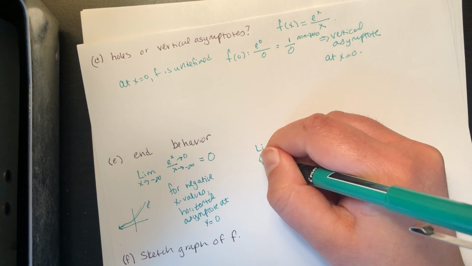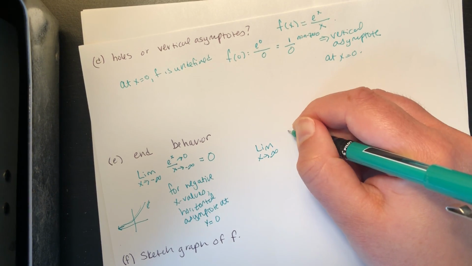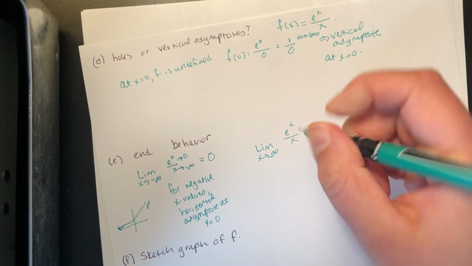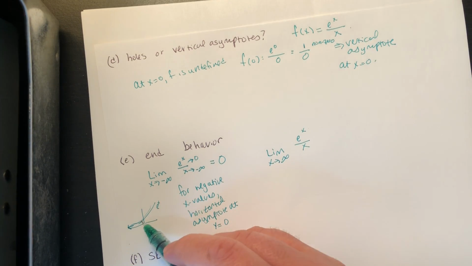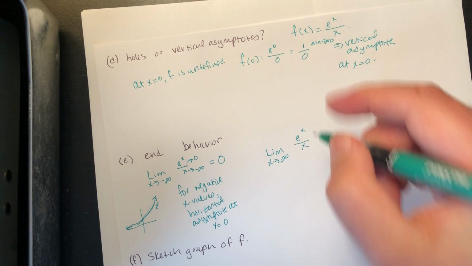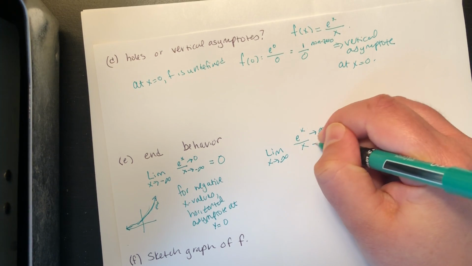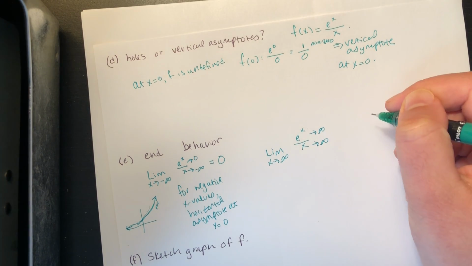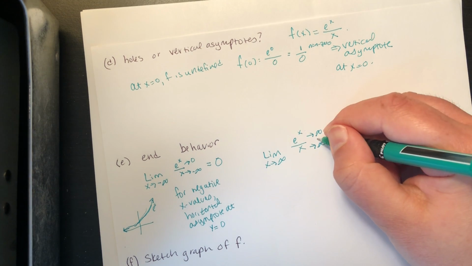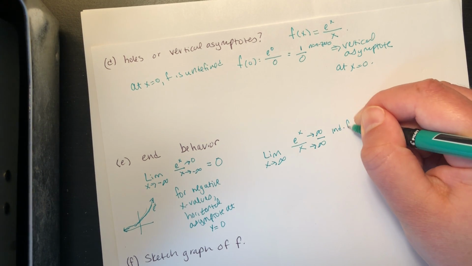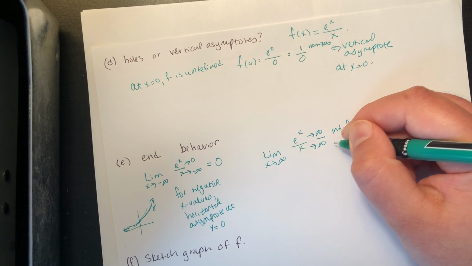But for positive x values, it's going to be different because we have e to the x over x. As x goes to positive infinity, e to the x is going to shoot up towards positive infinity as well, and x itself is going to go to infinity. So we end up with an indeterminate form of the type infinity over infinity.